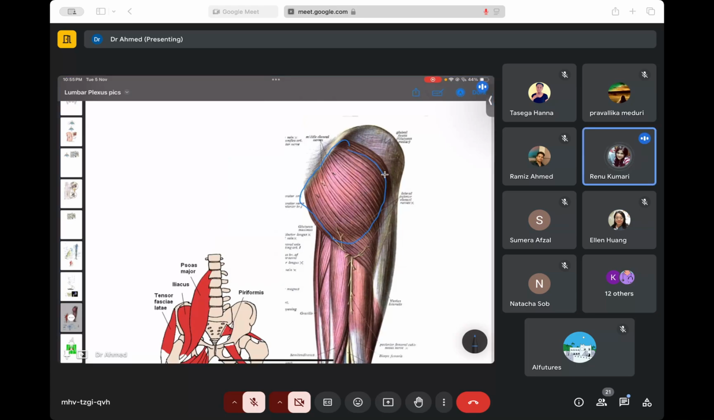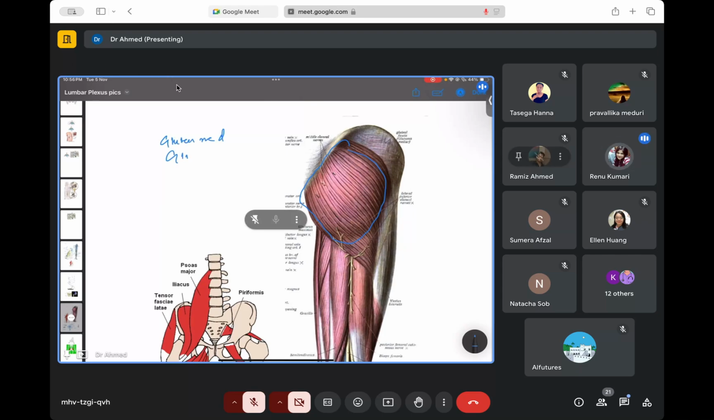Okay, what are the common abductors? We know the adductors are supplied by the obturator nerve. The adductors are brevis, longus, and magnus. Okay, what are the abductors? Gluteus medius and minimus. Perfect. That is your gluteus medius and minimus.